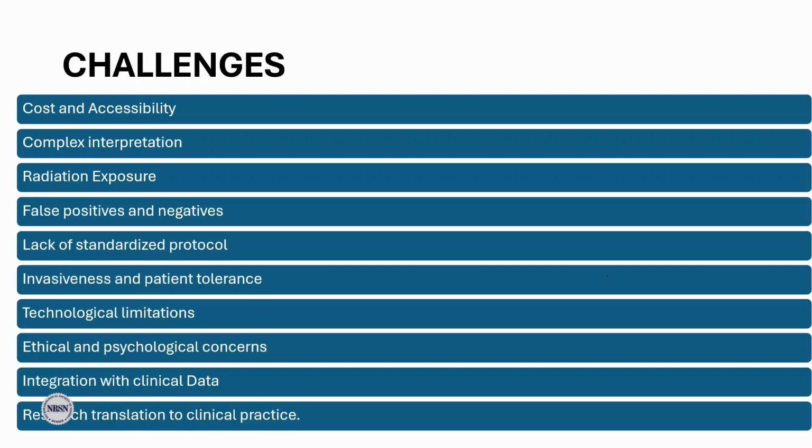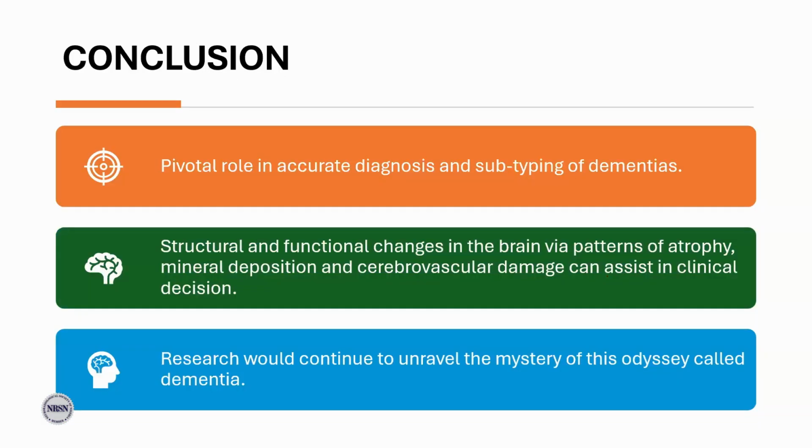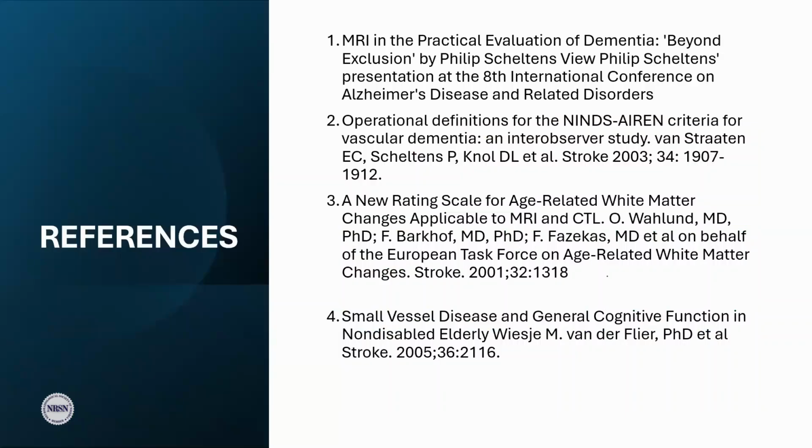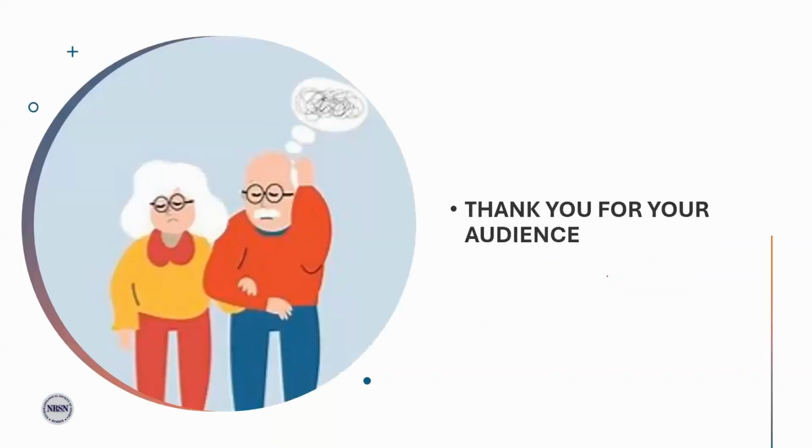Then translation of this research to clinical practice. Now, in conclusion, neuroimaging plays a vital role in the diagnosis and subtyping of dementia. Structural and functional changes in the brain, via patterns of atrophy, mineral deposition, and cerebrovascular damage, can assist in clinical decision making. Research will continue to unravel the mystery of this disease entity called dementia. These are my references, and thank you to my audience.